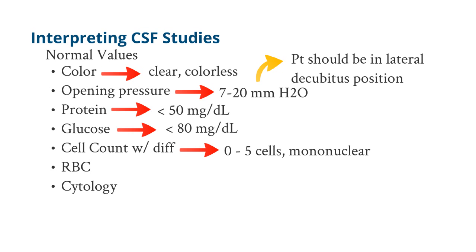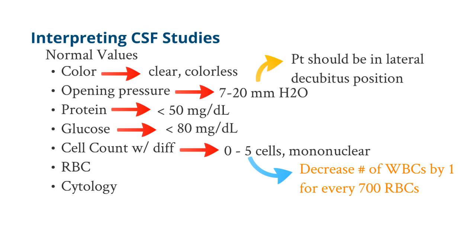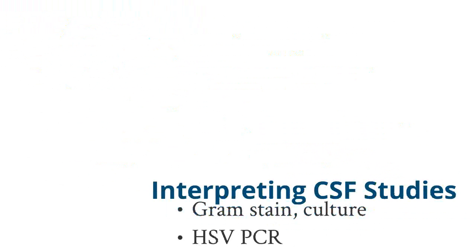Now, in cases when there are a lot of RBCs present in the CSF due to traumatic tap, there's a correction factor you can use. So you basically subtract 1 from the WBC count for every 700 RBCs that are present in your tap. But normally you should have no RBCs present in your CSF studies. And finally, your cytology, you should have no abnormal cells, because abnormal cells would indicate a malignancy or cancer present.